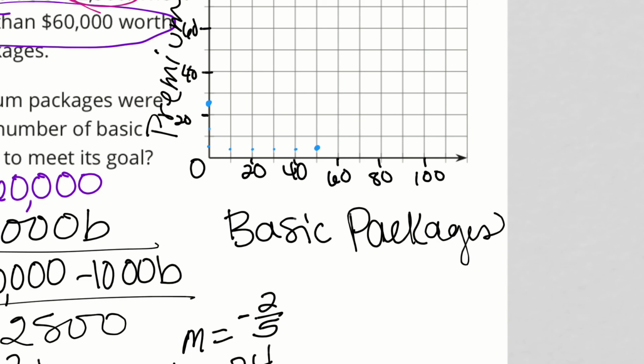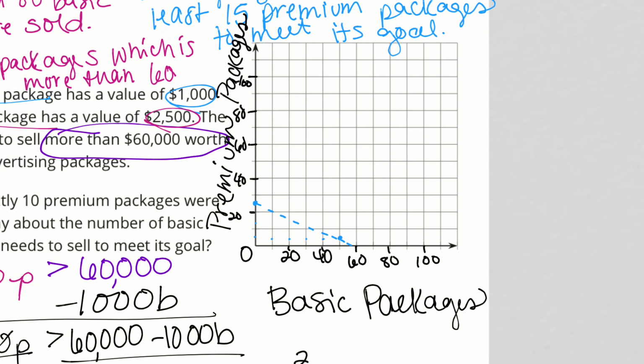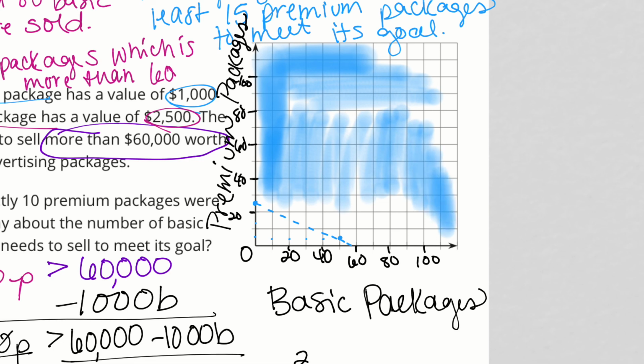Is my line solid or dashed? Dashed. Why is it dashed? Because it's greater than, it's not equal to. And it's okay if your line is a little bit off. It's going to be an approximate line here. So are we going to shade above or below? Above, because we're going for greater than. Hold on, let's go ahead and finish this up really quick. We're going to shade this in real good.